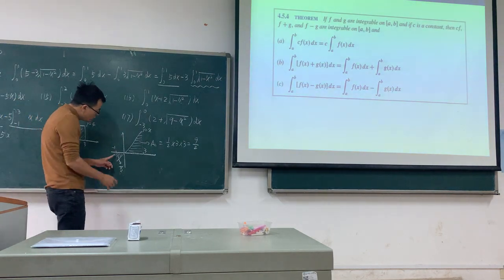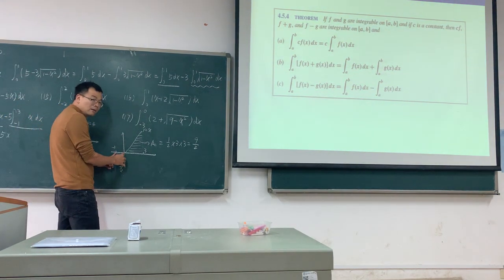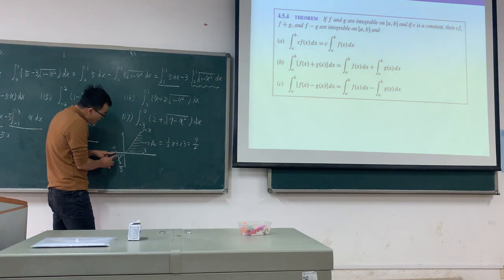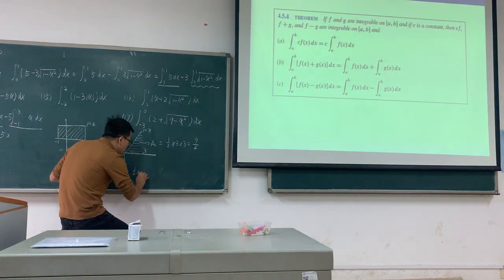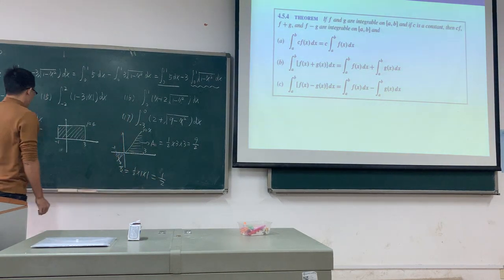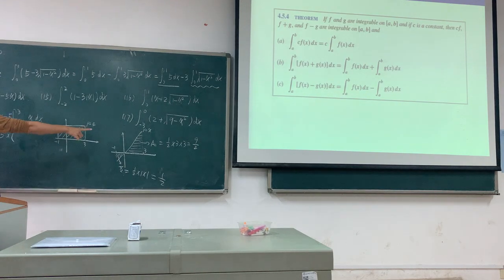So what is A2? The base is minus 1, but the base as a distance is 1. And the height: when x equals minus 1, y equals minus 1, so the length is also 1. So A2 equals 1 half times 1 times 1, equal to 1 half. So this part equals A1 minus A2, which is 9 by 2 minus 1 by 2. So the answer equals 16 minus 5 times 4, so 16 minus 20 equals minus 4.